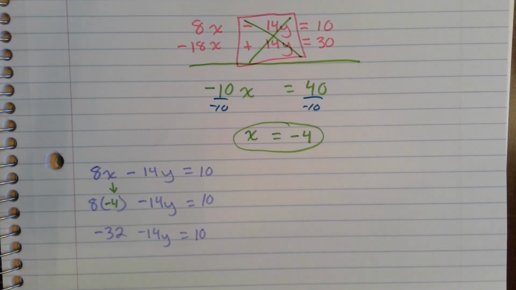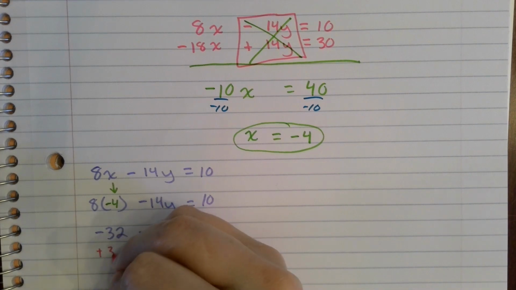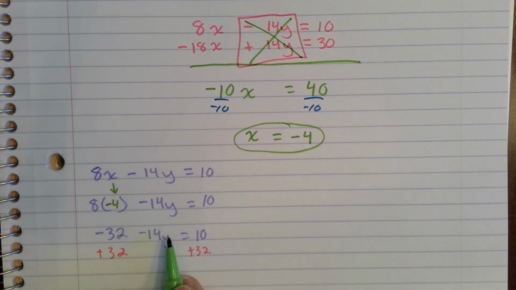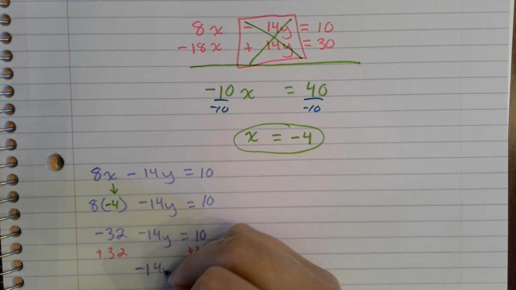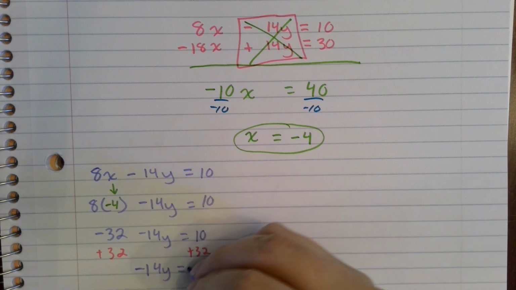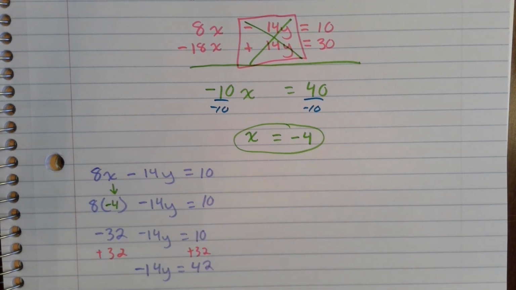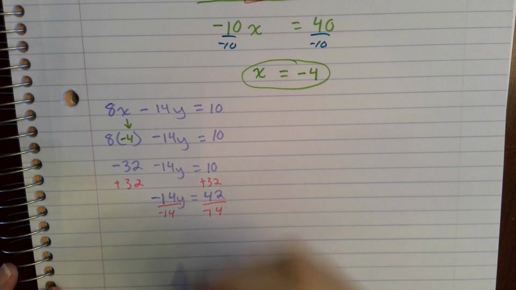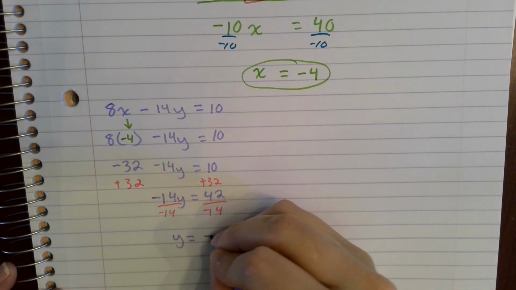We would then add 32 to both sides. That minus 14y now comes down as a negative 14y. And then 10 plus 32 is 42. And then the last step is to just divide both sides by the negative 14. And that would give you y equaling negative 3.